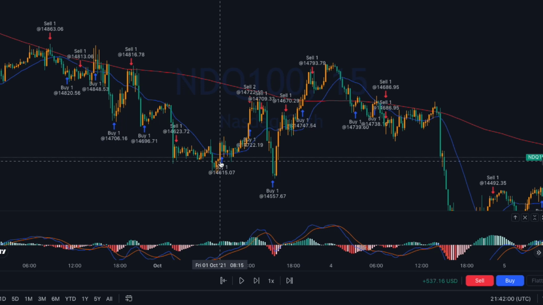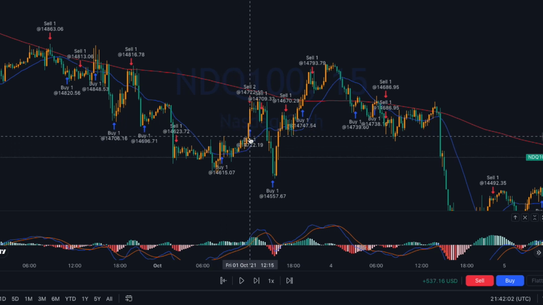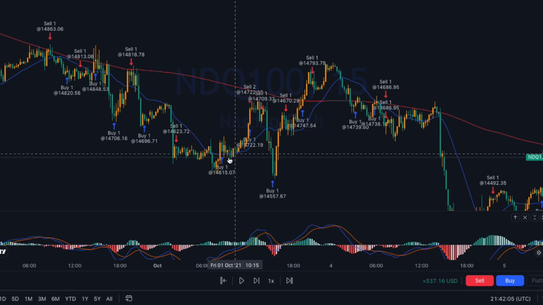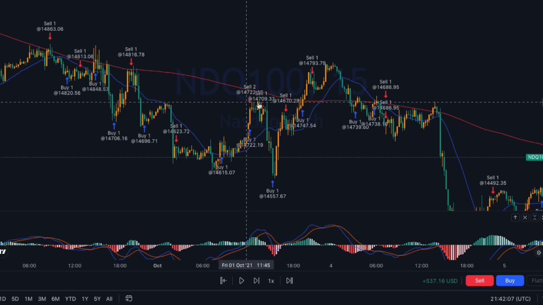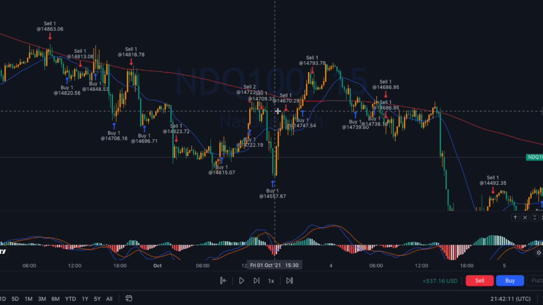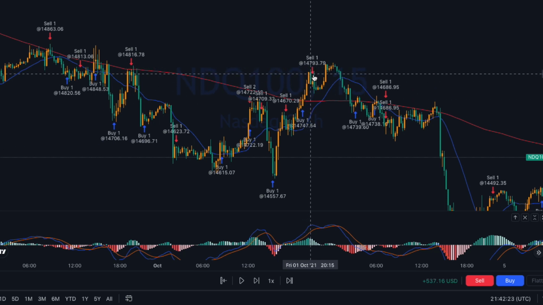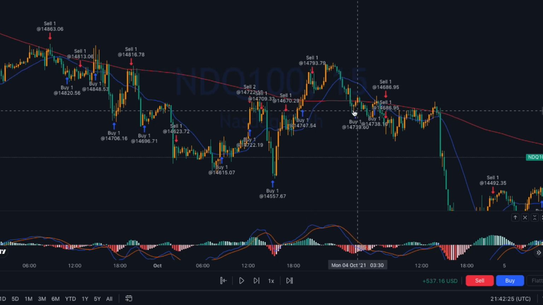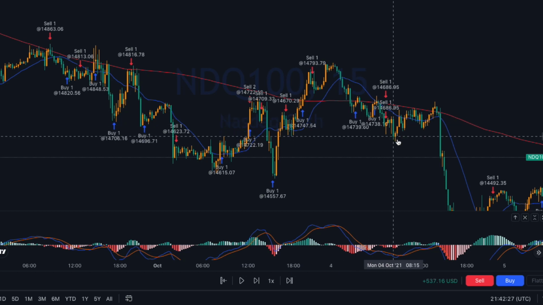We bought here. And it was a double buy, I didn't mean to hit it twice. So we got out here. So we did quite well. And then price came. Then we did a sell up here. And then we got out here. So we did well. And then we did a sell here. And then we got out here. So that one was a bit dodgy. And then we did a sell over here. We got out here. That worked out very well.